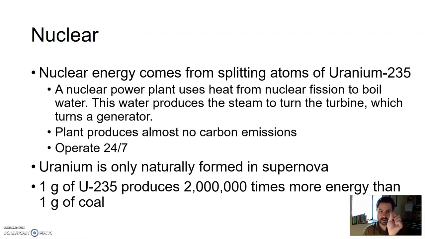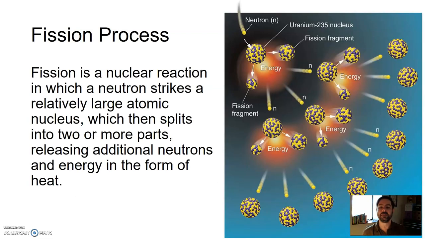One gram of uranium. Imagine a gram being just like the eraser of a pencil. One gram of uranium produces 2 million times more energy than 1 gram of coal. So the energy we can get from just this little eraser-sized bit of uranium compared to that same bit of coal is 2 million times more energy locked in there. So how do we harness that energy? Well, it's the process of fission.